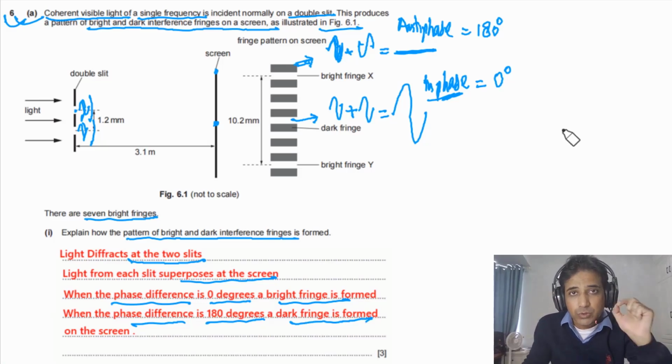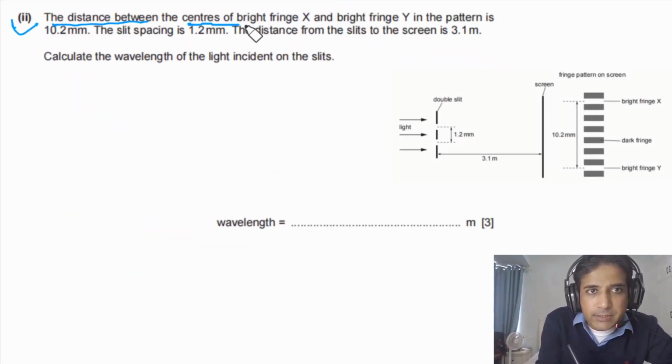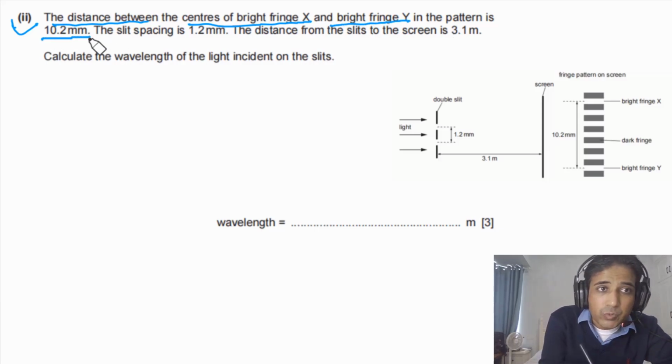It's a nice question. You need to understand how bright and dark fringes are formed, because this is a typical question in the exam. The second part says the distance between the centers of bright fringe X and bright fringe Y in the pattern is 10.2 millimeters.